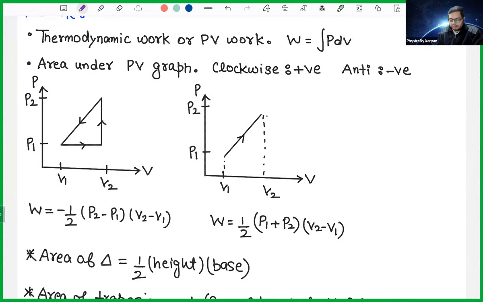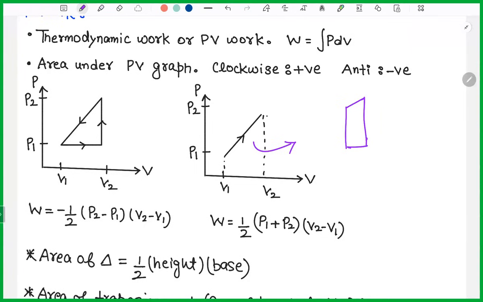Okay. On the other hand, if I have just simply this process, I am going from pressure P1 to pressure P2, like just one line. Then the area under this is all of this. This is the entire area under this. Okay. Can anyone tell me what this shape is called? What is this shape called?